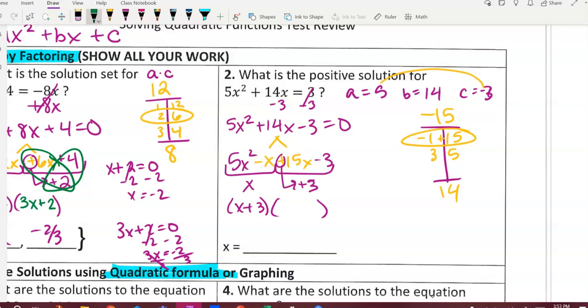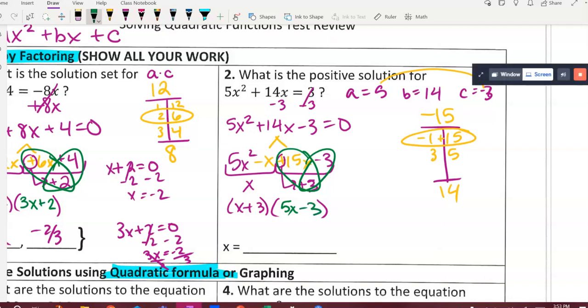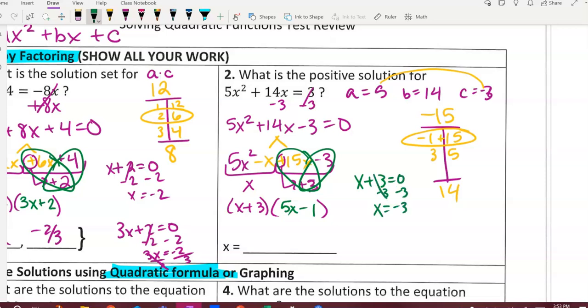To get the second one, we're going to divide. 15x divided by 3 is 5x, and negative 3 divided by 3 is negative 1. All right, last we're going to set these parentheses equal to 0 and solve for x. x plus 3 equals 0 gives x equals negative 3, and 5x minus 1 equals 0. We add 1, and then divide by 5, leaving us with x equals 1/5. Now, which one was the positive one? I'm not too sure, but we're just going to put both answers here, and that's totally fine.